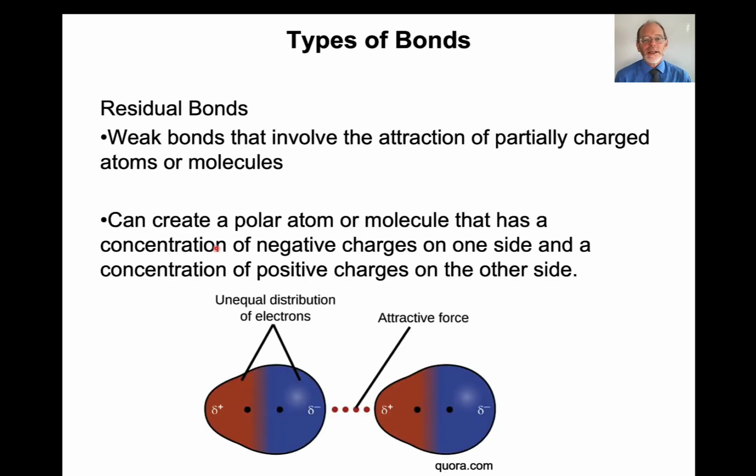Residual bonds are bonds that involve the attraction of partially charged atoms or molecules. And so the notion is that it's possible to create a polar atom or molecule that has a concentration of negative charges on one side and a concentration of positive charges on the other side. So here's an example of some diatomic molecule that has the electrons drawn over more towards this ion, less towards this ion. And that means that this ion, on this side of the molecule, is slightly negatively charged and it's slightly positively charged on this side. Well, this side of this molecule can line up with this side of this molecule with an attractive force that holds these two molecules together.